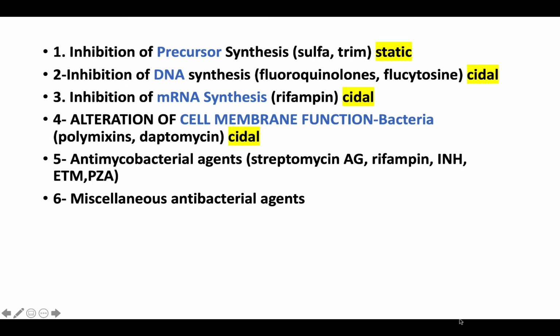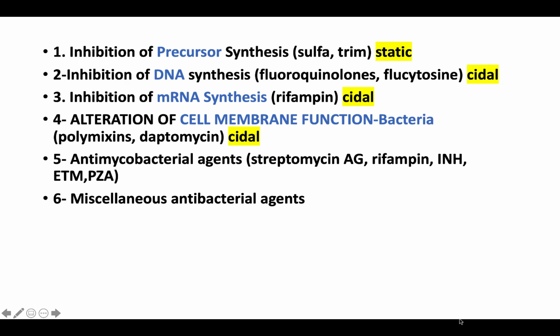So the inhibition of precursor synthesis, اللي هم precursors اللي بنستخدمهم to make building blocks for DNA, to make nucleotides, we need precursors, and these are targeted by the sulfa and trimethoprim هلا بنحكي عنهم, namely the folic acid synthesis.